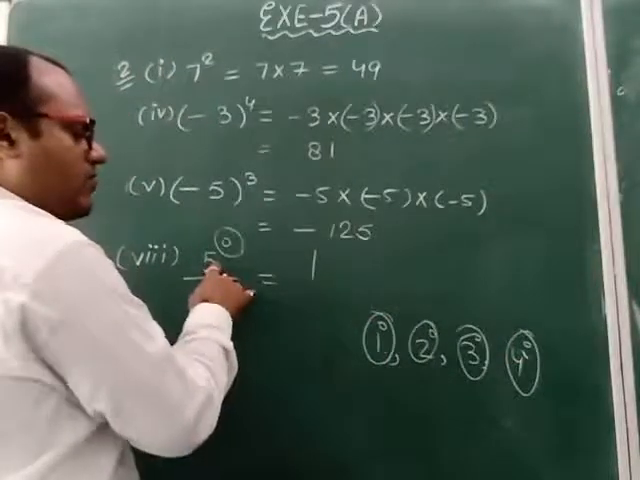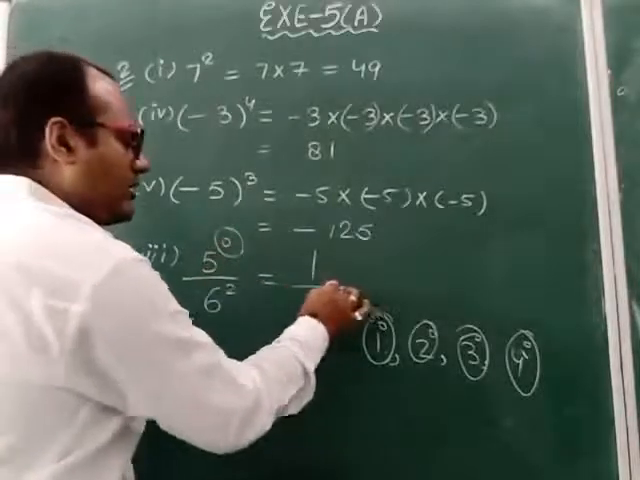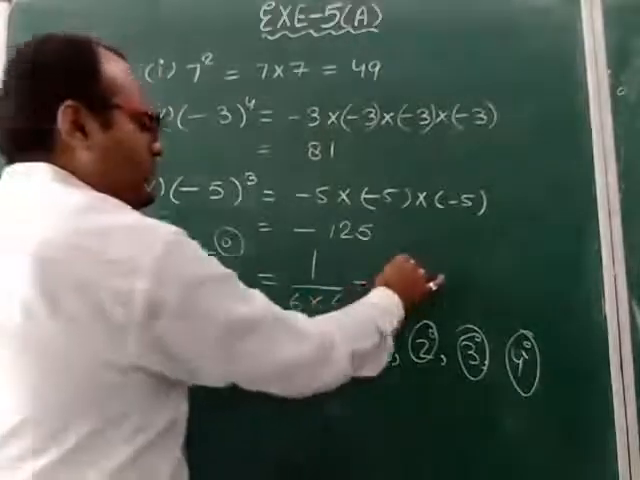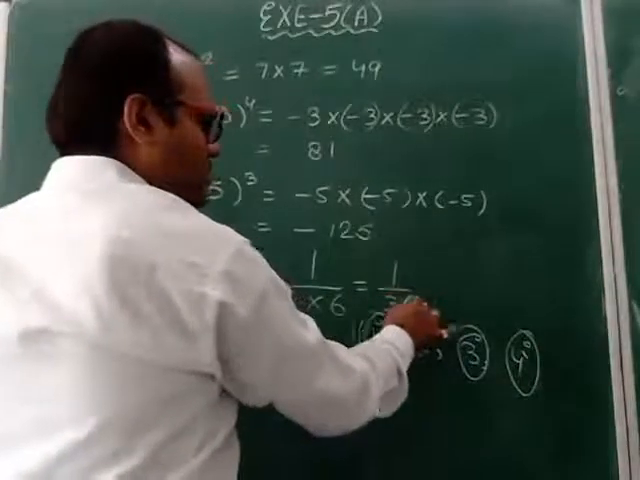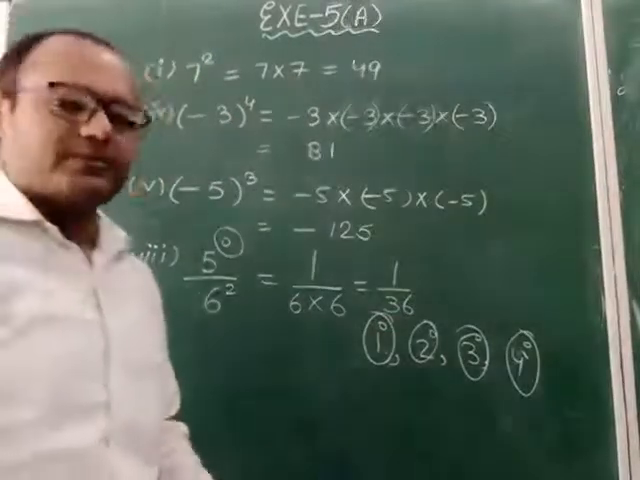So in the numerator 5 power 0 is given. That means 5 power 0 answer will be 1. 6 power 2 means 6 multiply 6. On multiplying it we will get 1 upon 36. So like this you have to do all the parts of question number 2.